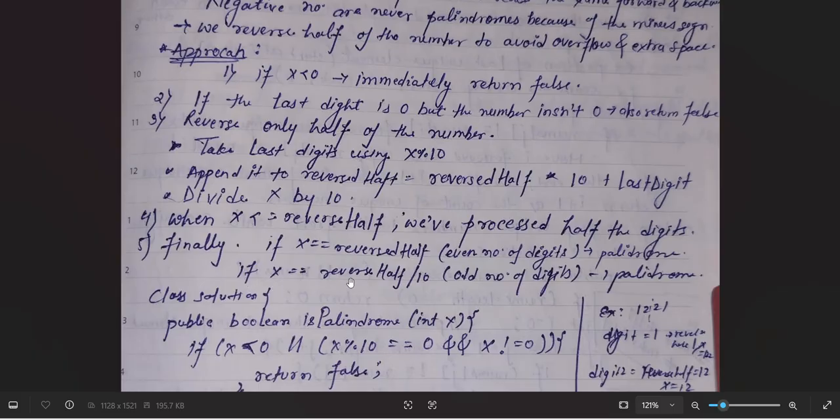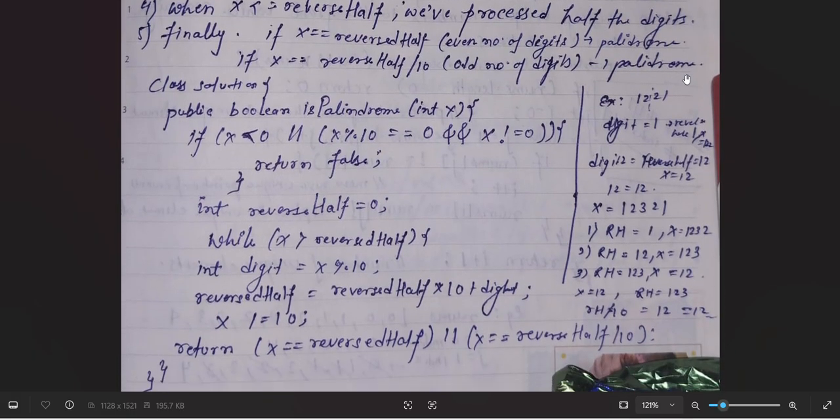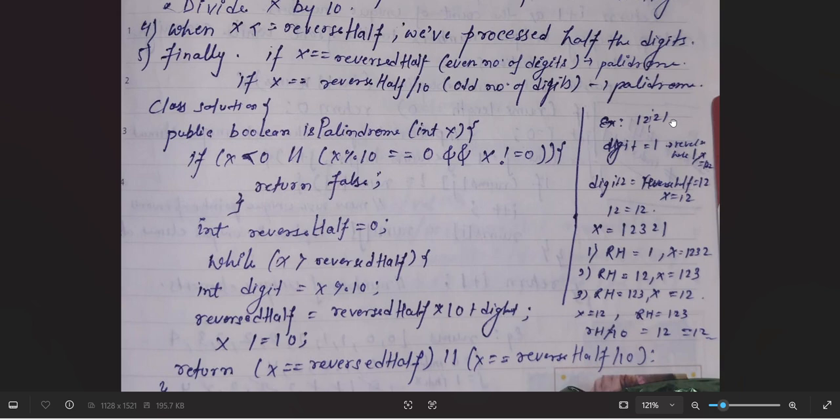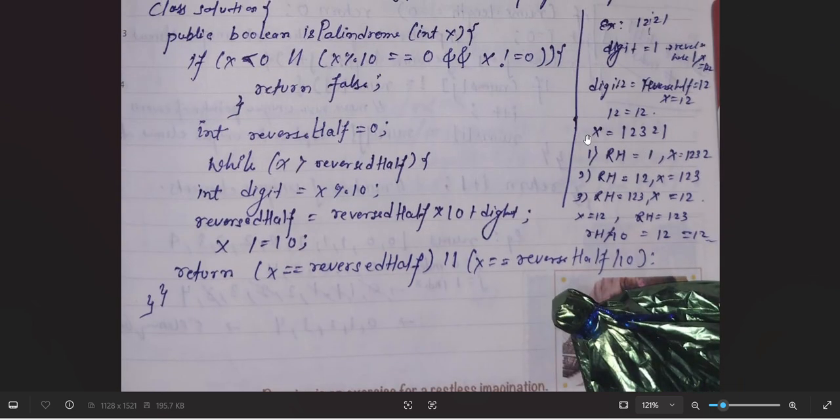If the number of digits is odd, then we have to follow another rule: if x equals the reverse half divided by 10, then it's also a palindrome. So here we can see this with one example.